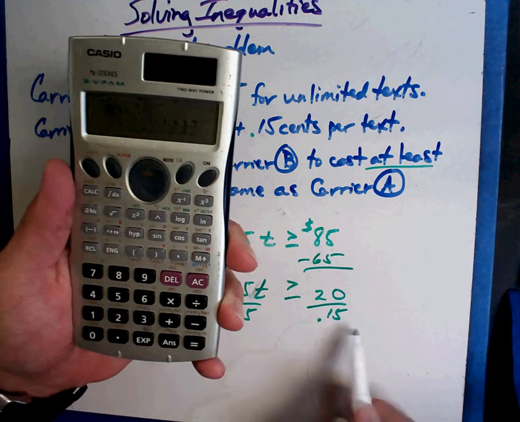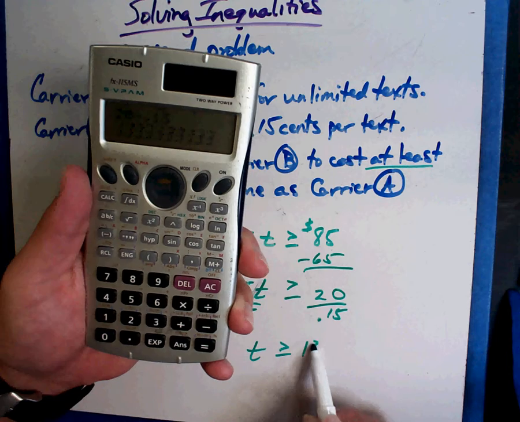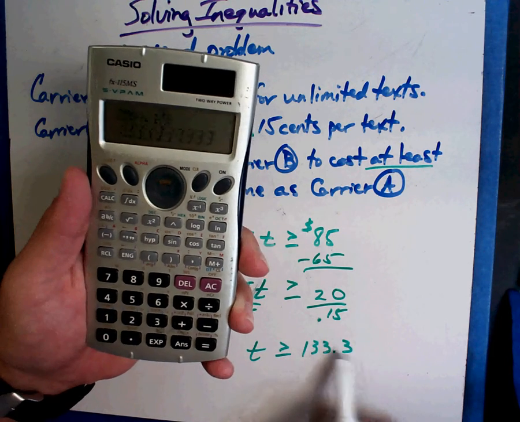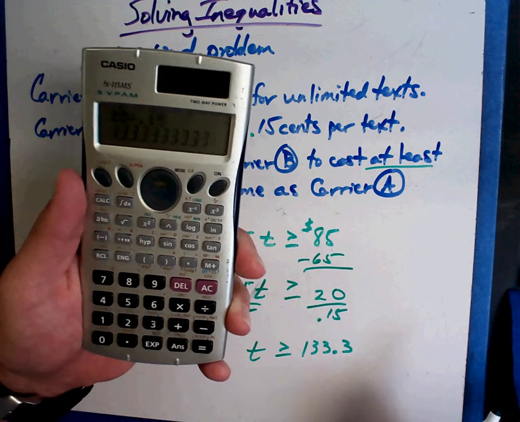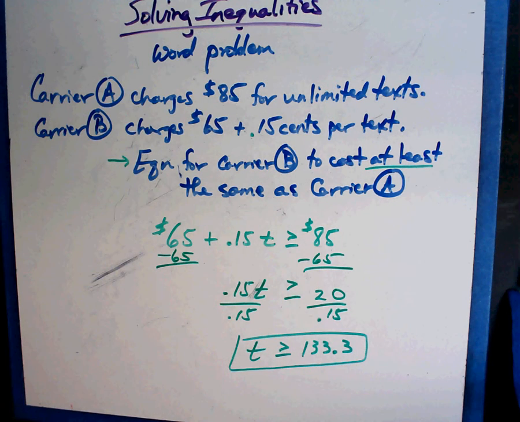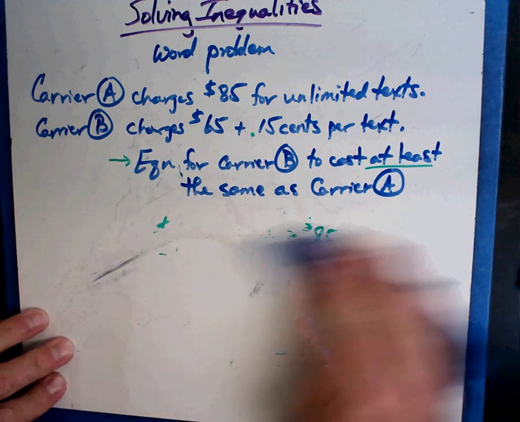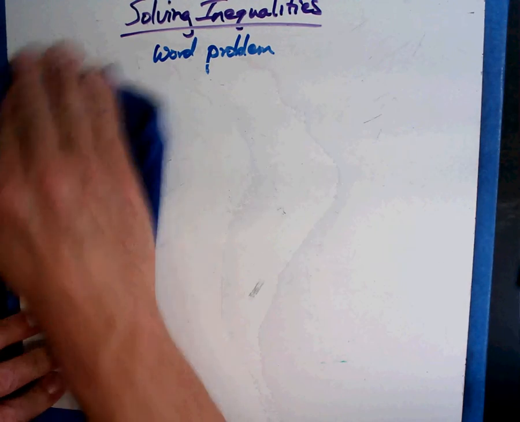So I didn't divide by a negative, so t is going to have to be greater than or equal to 133 1/3 texts. And so I can solve that equation. Okay? And so what I'm going to do next, I'm going to give you another equation, see if you can come up with the answer for it. All right? So again, if I confused you on this one, go back and watch it very carefully and see if you can get that one.